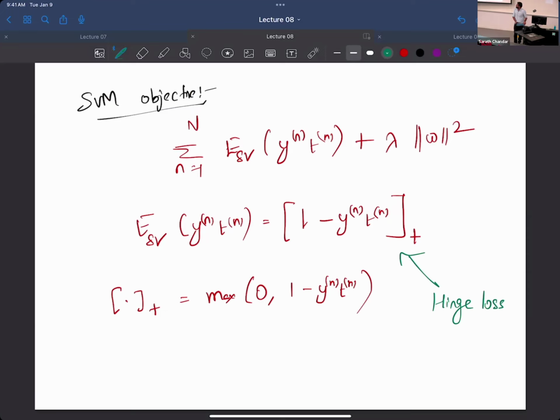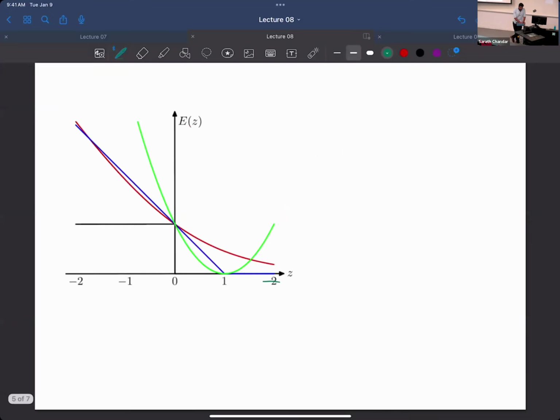So the loss is exactly linear: it's a linear loss when things are wrongly classified and 0 loss when things are correctly classified. Now we have seen a bunch of loss functions in the course so far, so we can try to compare all these different loss functions. There are different loss functions here, and I want you to guess what each of these loss functions is.